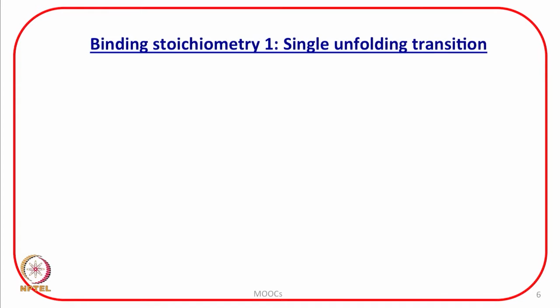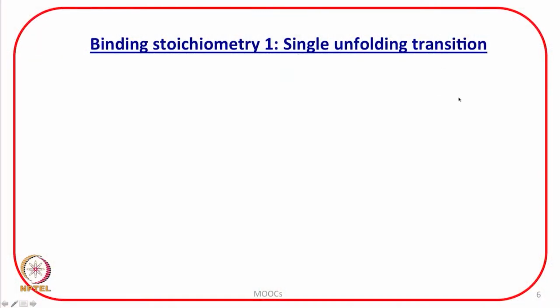We will discuss binding stoichiometry of 1, and if you understand the treatment associated with the binding stoichiometry of 1, then you can also deal with the further complexity, that is when the binding stoichiometry is 2 or 0.5 or any other. And also we will restrict to single unfolding transition, to begin with an easy discussion.